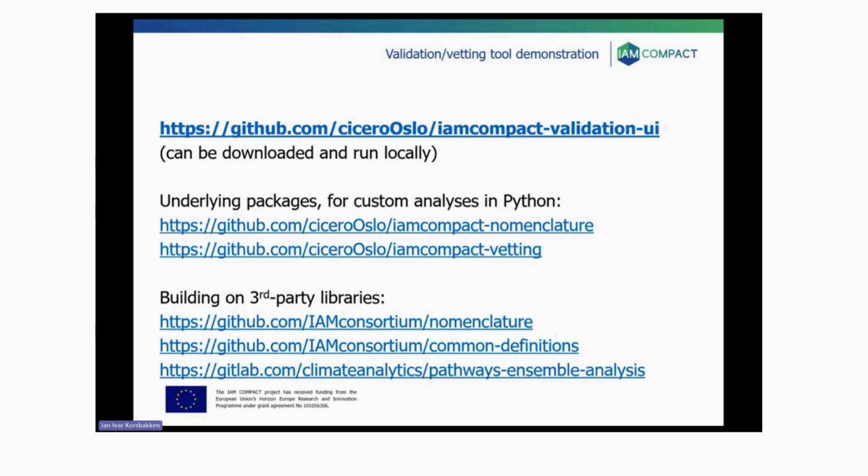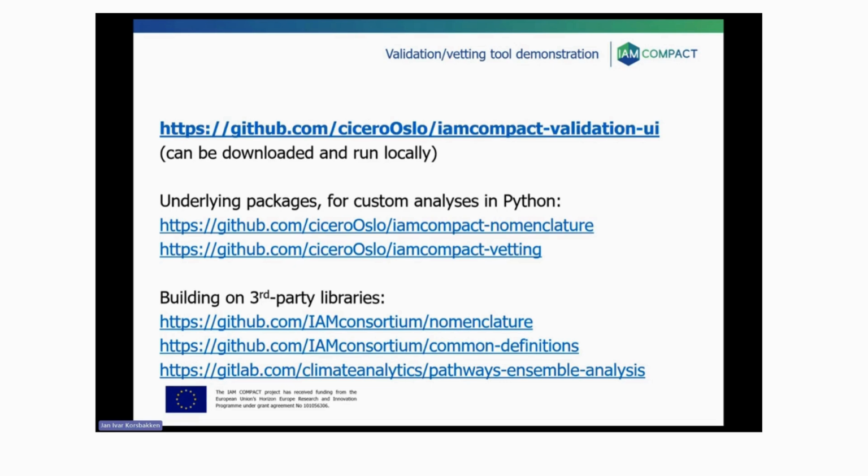There's the IAM COMPACT nomenclature, which contains harmonized names of various sorts and region maps. Not entirely complete, and there are some things we still need to discuss there. So we had a discussion before the summer that stalled for various reasons, but we need to complete that discussion.